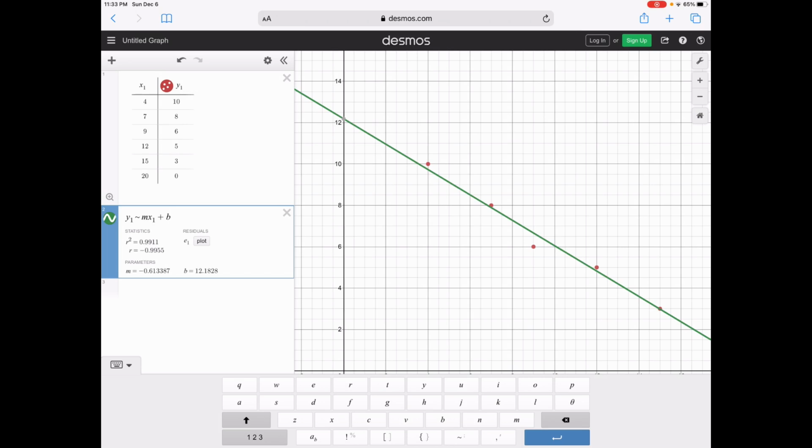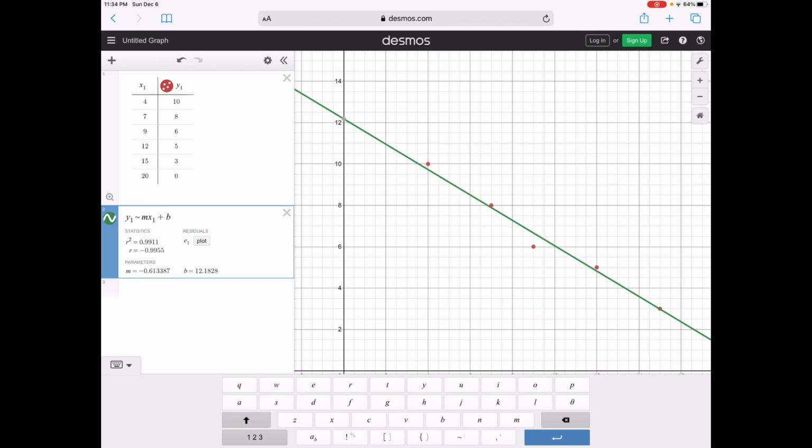The m is negative 0.6, representing the negative slope, and the b value was 12.18, which also represents our y-intercept. We could plug that into our box. Our line of best fit would be y equals negative 0.6x plus 12, or plus 12.18 if we wanted to.